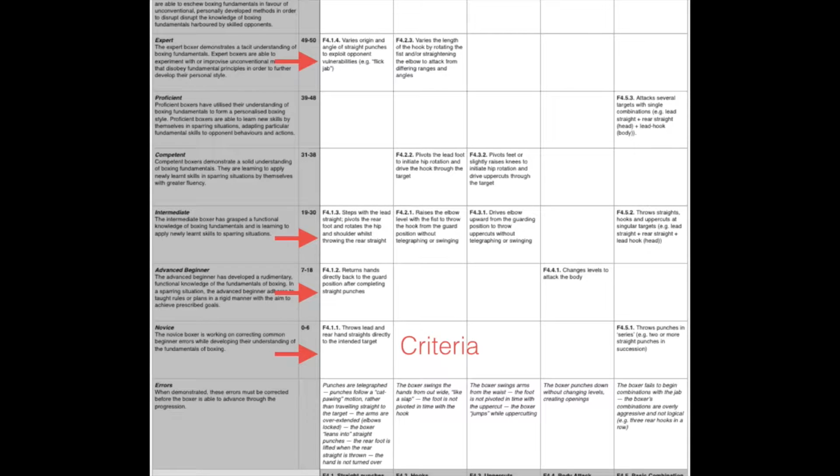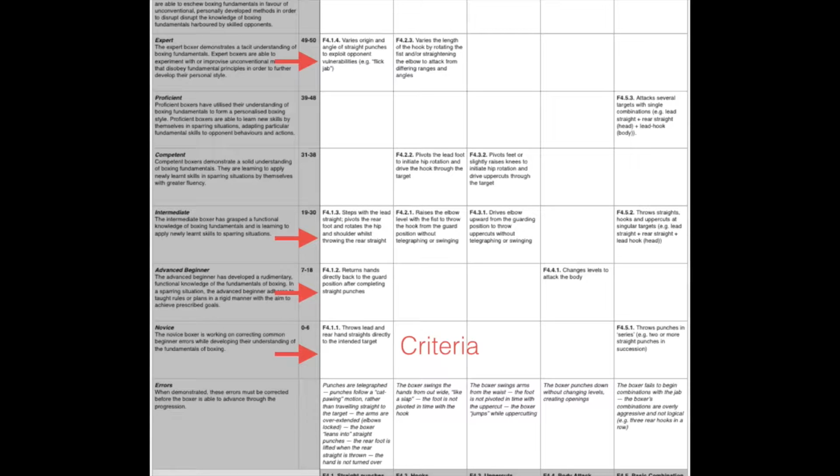As we go further up, we can see that there are specific criteria that break down for me the ability that boxer has in the indicator that I'm assessing them in. So for instance, a boxer at a novice level might be throwing their lead and rear hand straights directly to the intended target. However, an advanced beginner knows that they should be returning their hands directly back to the face after they've thrown a straight punch.